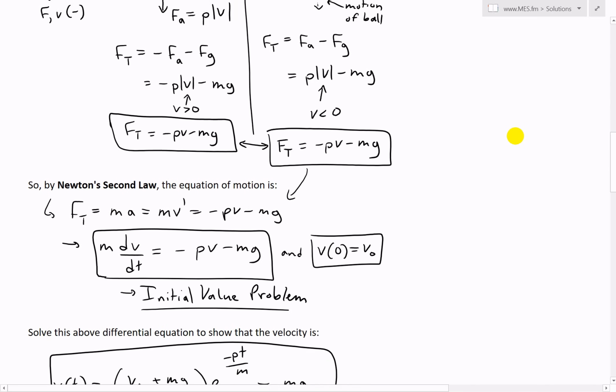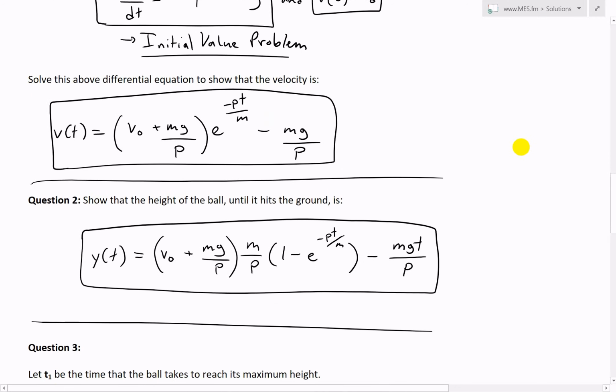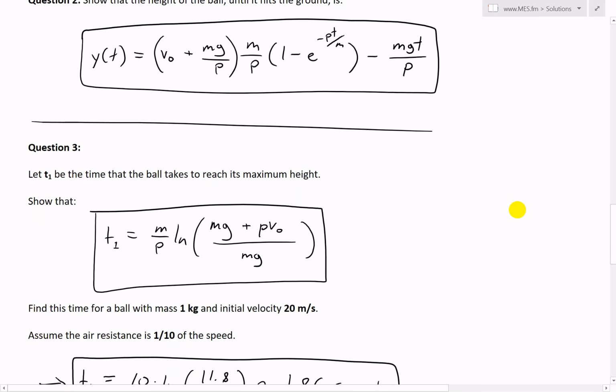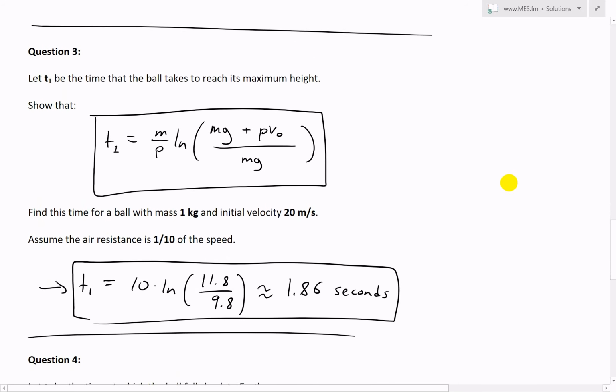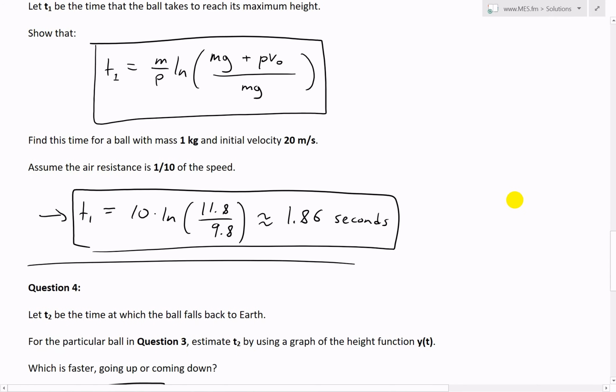Question 1 went over the governing differential equation for the motion of the ball as you throw it in the air, and then derived the velocity function as a function of time. Question 2 developed the height function as a function of time. And question 3 looked at T1, the time for the ball to reach its maximum height, and it was this formula.